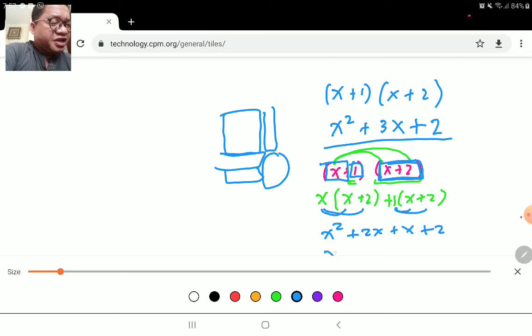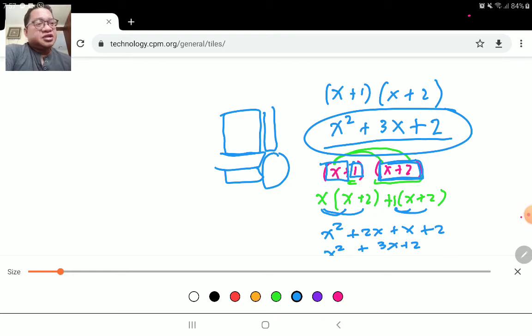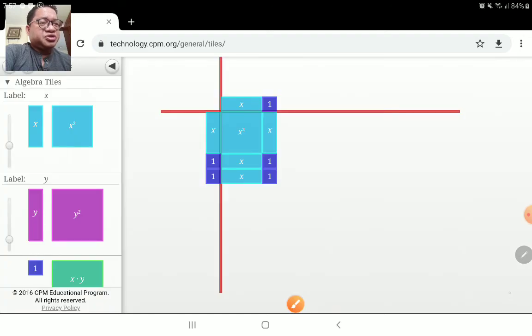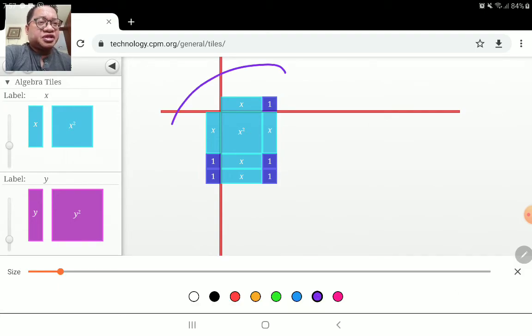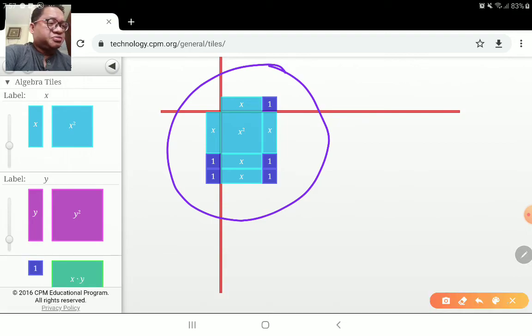So when you simplify that, that's actually x squared, 2x plus x is 3x, plus 2, which was our answer a while ago. So this is the one using no modeling. This is the one with models. Right now, the problem with algebra is everything is letters, everything is abstract. So with this one, you can actually visualize it, because when you use algebra tiles, everything is using diagrams.